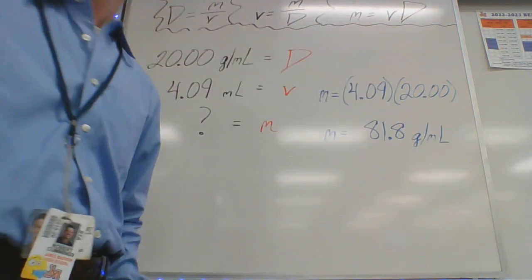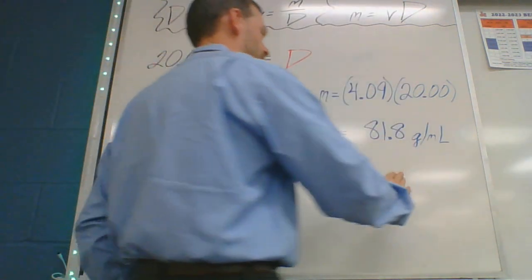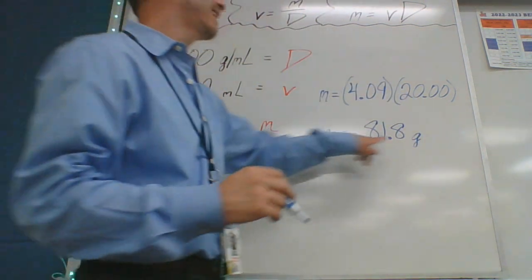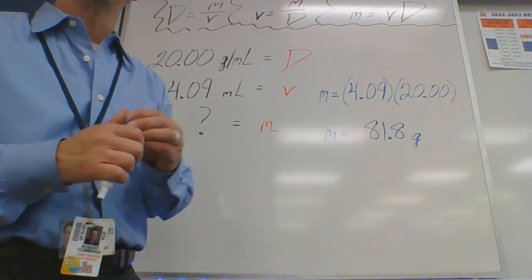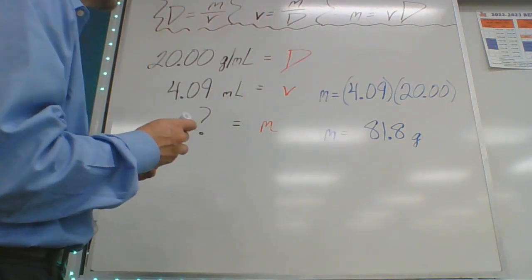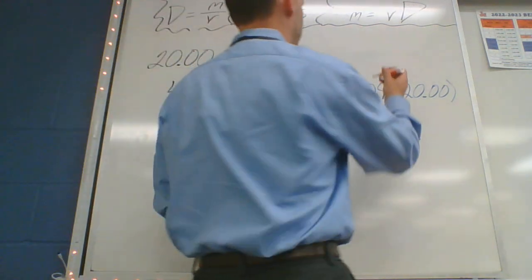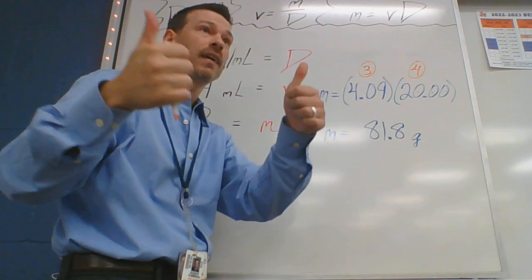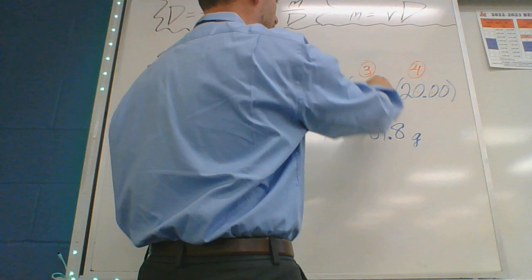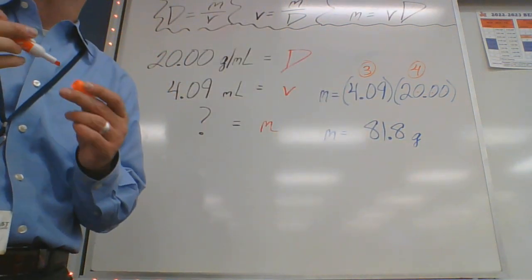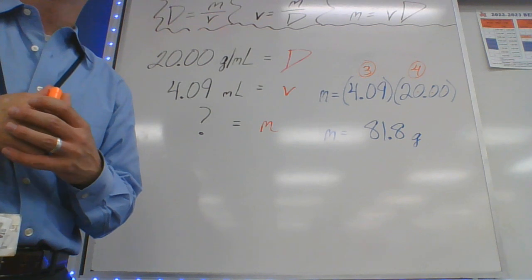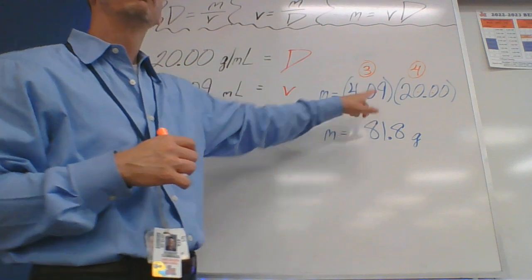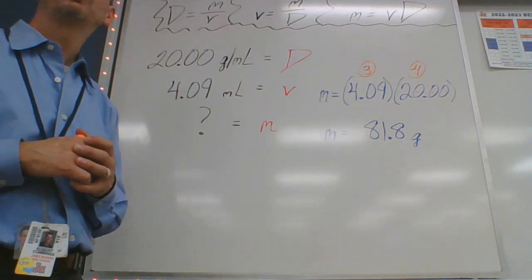Do you agree with that entire answer? What part do you not like? Just that. Yeah, mass is only measured in grams, so careful with your units. I heard someone complain about the sig figs, but the sig figs are actually good because this is 3 and this is 4, because ending zeros are significant if there's a decimal there. So 3 sig figs is the correct count. It's sandwiched.